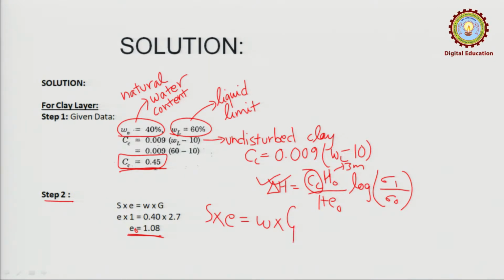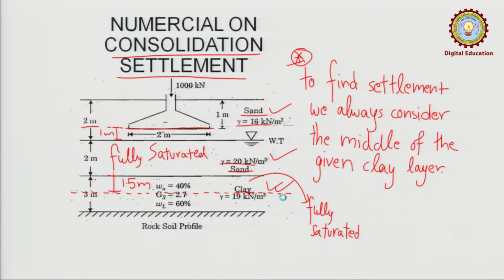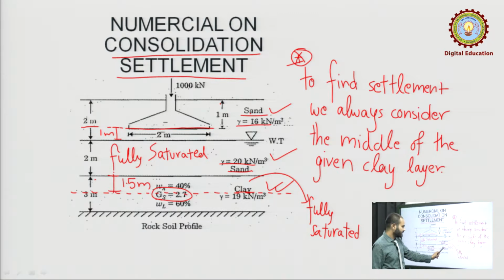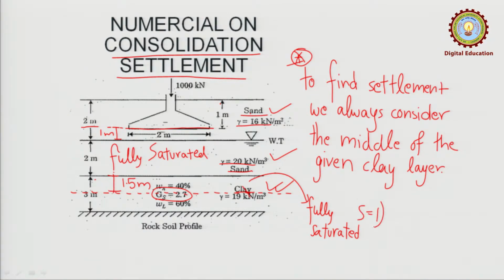So, for this, these three parameters are required first. So, you can see in the question what are given to us. You can see that Gs is already given to us, first thing. You know this is already fully saturated because the water table was here. This means this is also fully saturated. What does fully saturated mean? This means S is equal to 1 and G is equal to 2.7.